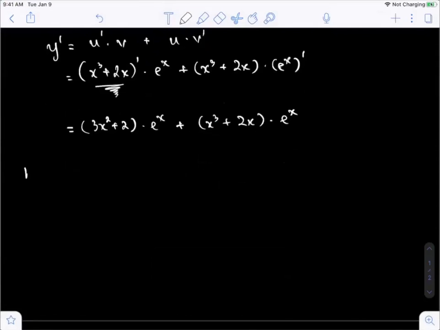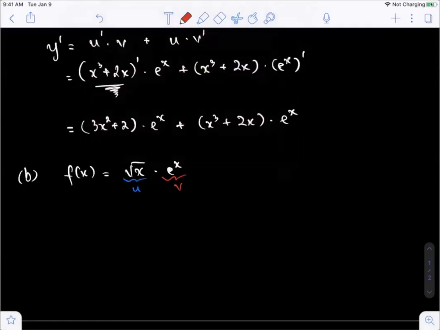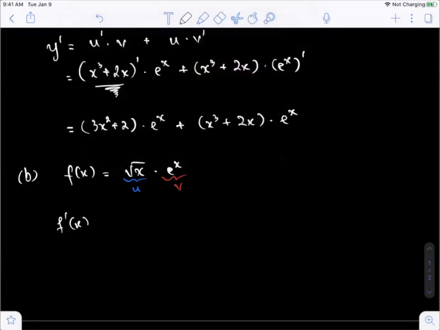Right, so the second example, I'm going to write f of x is equal to square root of x times also e to the x. Let's see what we got here. Right, so once again, let's identify two functions u and v. So this is u, this is v. When you take the derivative of this function, you get the derivative of the square root of x times e to the x plus the square root of x times the derivative of e to the x.